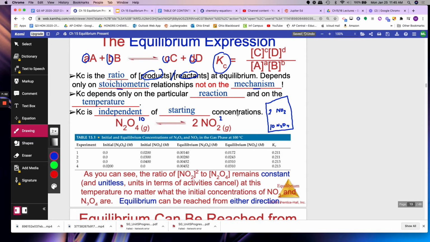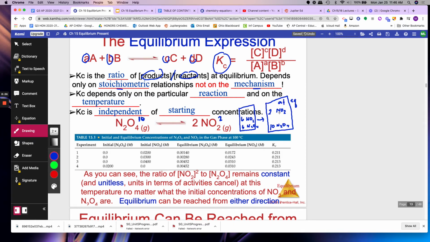What that means is this: if I go into the lab and start the reaction, let's say I start with 6 NO2 and I start with 6 N2O4. There's 12 total. And when the reaction's done, I end up with 2 of these and 10 of those. So this is at equilibrium, and these are sealed.